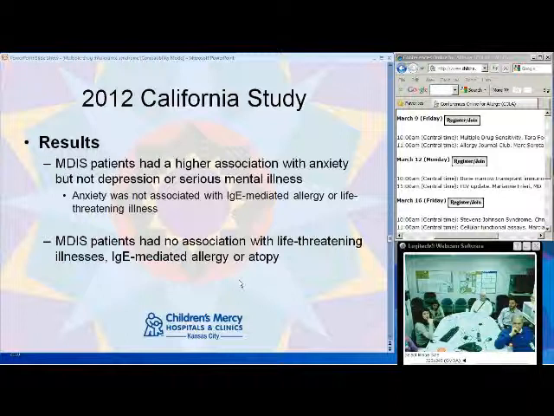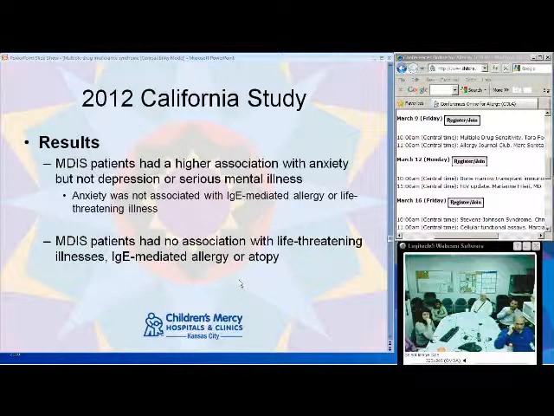Sounds like a good causation, because if they have a lot of drug allergy and there was no correlation with anxiety, then obviously it's not that. Yeah, because those patients have true anaphylactic allergies. Or life-threatening other illnesses. Yeah. Not the disease process itself.